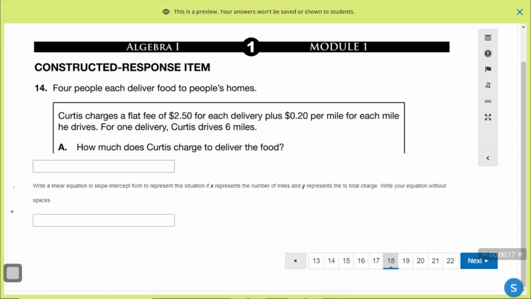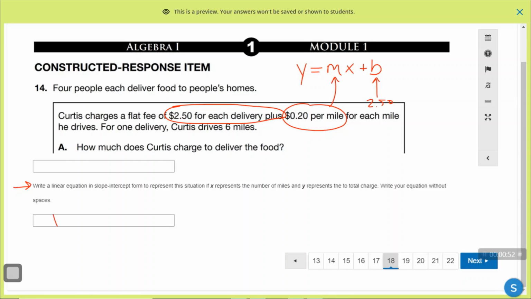I'm actually going to start with this second piece down here where it says write a linear equation in slope-intercept form to represent this situation. Because if I have that linear equation, then it's going to help me out. Let me remind you that linear equations can be written in the format y equals mx plus b, and you can always look to your formula sheet to see that. We see here that he charges $2.50 for each delivery, and really we're talking about one delivery here, so that's our flat fee of $2.50. Our 20 cents per mile is really the slope that we're looking at.